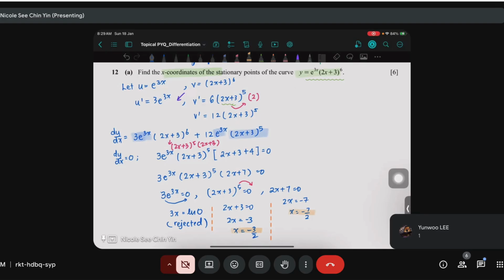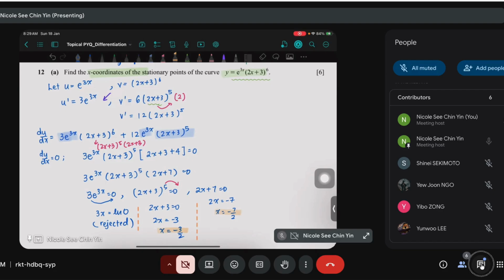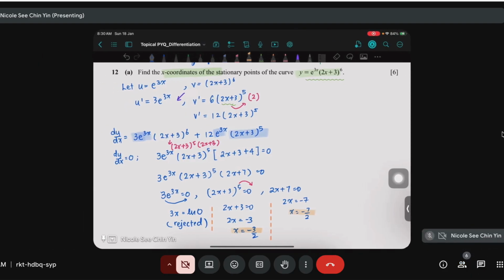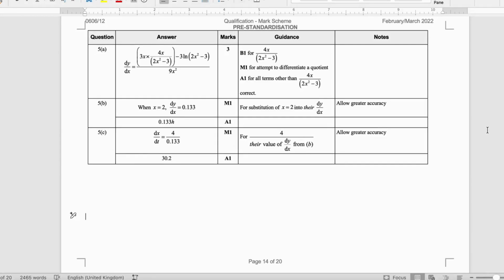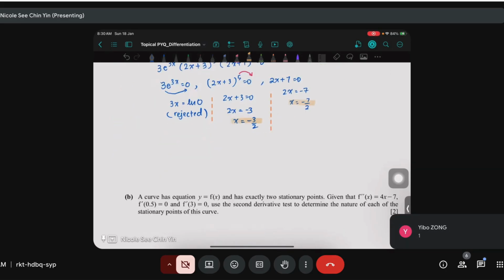So I'm waiting for Yibo. Okay, let's see what Yibo can do. Okay, good. Okay, we'll move on to B.